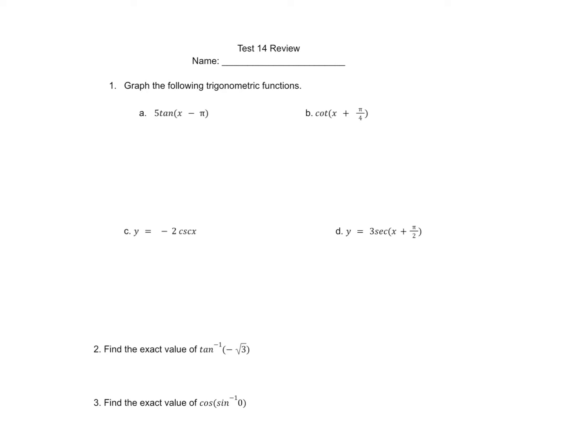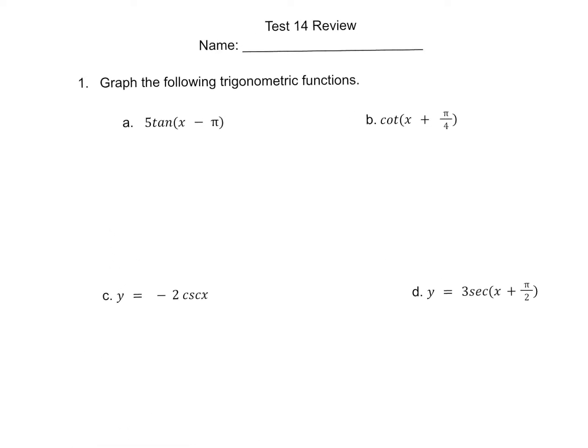All right, guys, I got this test 14 review. The first four are graphing trig functions, so let's go to it here. Don't forget when you have a tangent that the asymptotes usually go at negative pi over 2 and positive pi over 2.